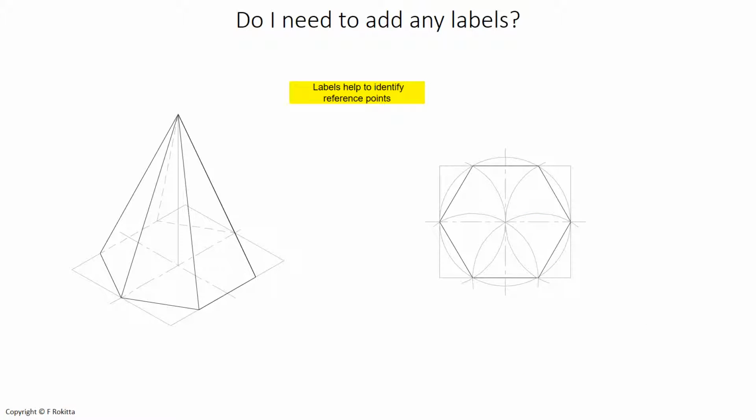Do I need to add any labels? Labels help to identify reference points to any given drawing. Here we have the hexagonal pyramid once again with the auxiliary view provided. We label all of the corners and edges of the construction of our auxiliary view and carry those labels over to the base of our hexagonal pyramid given in our isometric answer. We keep the exact same positions, as this will help us to do the transfer of our measurements accurately onto the isometric answer.